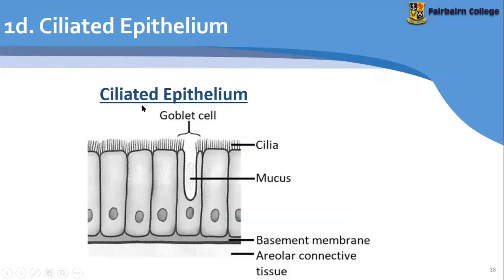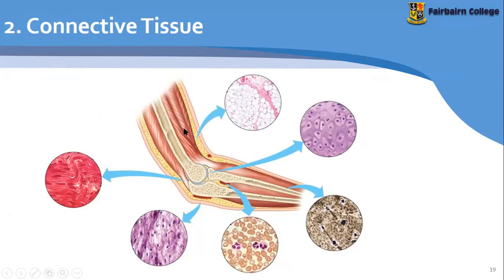And then again, here's the diagram, and it's exactly the same as the columnar epithelium. It just has these hairs on them, and the label there is cilia. So again, practice the drawing. Then we can move on to connective tissue. And I'm going to see if I can get to bone by the end of this lesson.